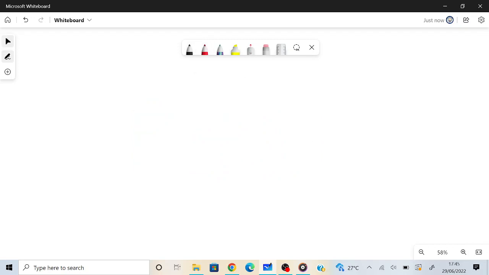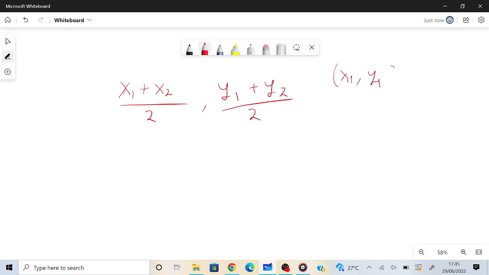Before I dive into examples, there is a formula that we need to take note of. To find the midpoint of a straight line, the formula is simply x1 plus x2 all over 2, comma y1 plus y2 all over 2, where the two coordinates that will be given to you will be in the form of x1 comma y1 and x2 comma y2, and these two are the coordinates of that straight line.